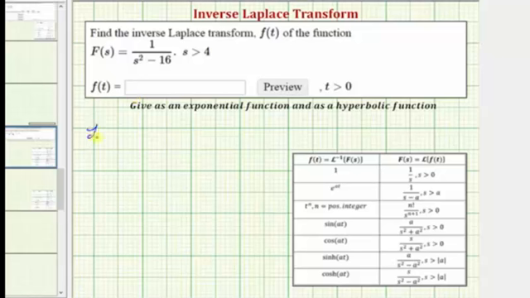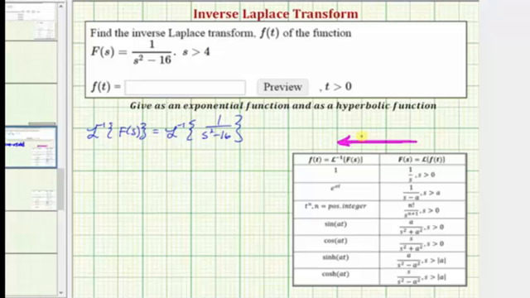So we'd have the inverse Laplace transform of big F of s equals the inverse Laplace transform of 1 divided by the quantity s squared minus 16. Now looking at the table of Laplace transforms, because we're given big F of s and we're trying to determine little f of t, we'll be using the table in this direction here. So let's see if we can recognize the formula we'll use to find this inverse Laplace transform.